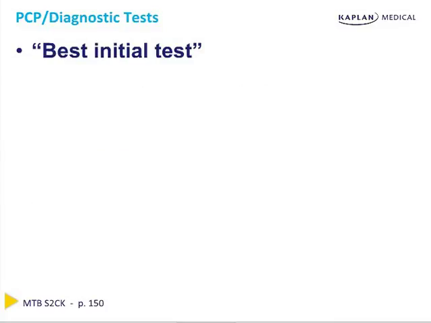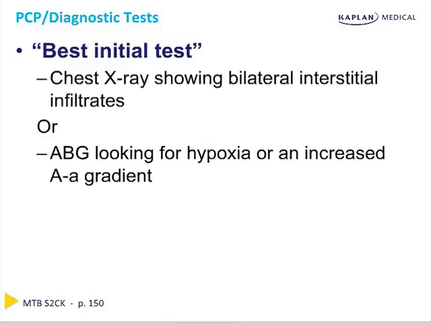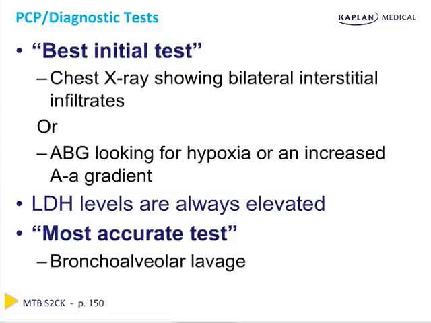In terms of diagnosing PCP, the best initial test is usually a chest X-ray, which will show bilateral interstitial infiltrates. Also, an ABG would be an acceptable answer, looking for evidence of hypoxia via an increased A-a gradient. In addition, patients with PCP pneumonia will usually have an elevated LDH. This is almost always the case, so if the LDH is normal, you can feel quite confident that the patient does not have PCP. The most accurate test for diagnosing PCP, as we've already mentioned, is bronchoalveolar lavage.